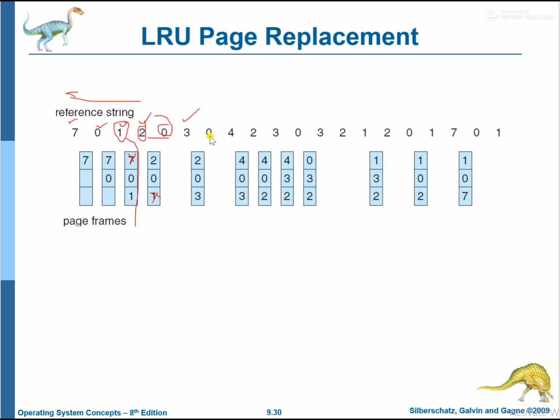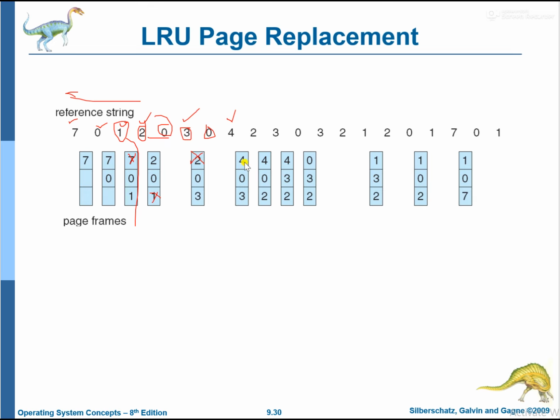Okay, then we need 0. 0 is already there, but then we need 4, and 4 is not over here, so a page fault occurs. When a page fault occurs, again we go back in time, and we see 0 we just recently used over here, 3 we used over here, and 2 we used over here. So 2 is farthest on this line, 0, 3, and 2. So 2 will be chosen as a victim, and 4 will be placed in the place of 2.